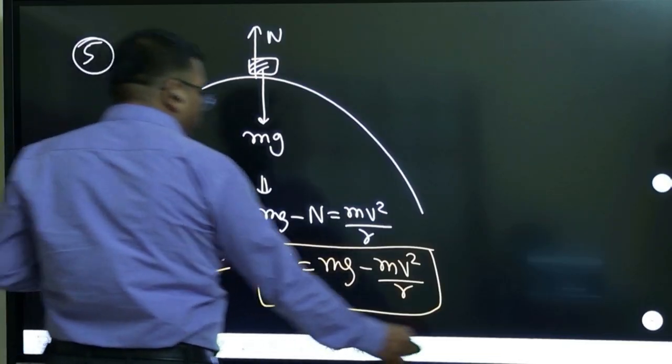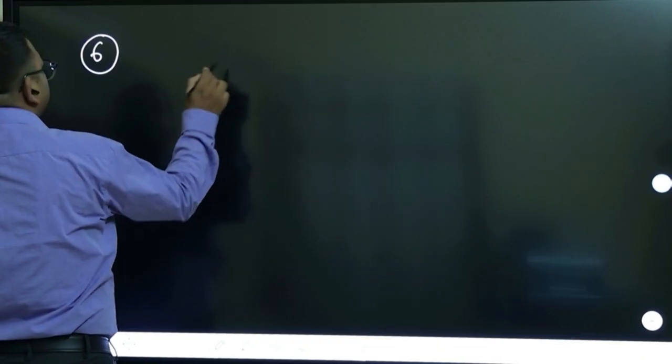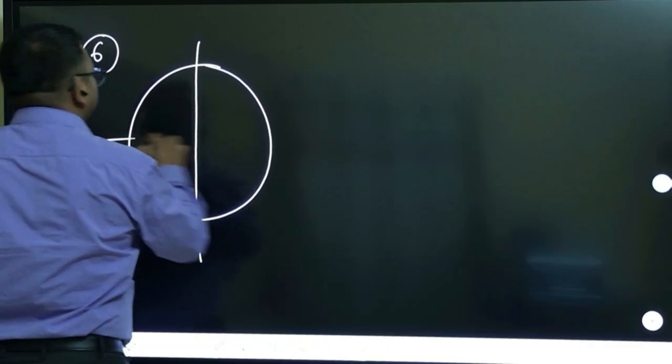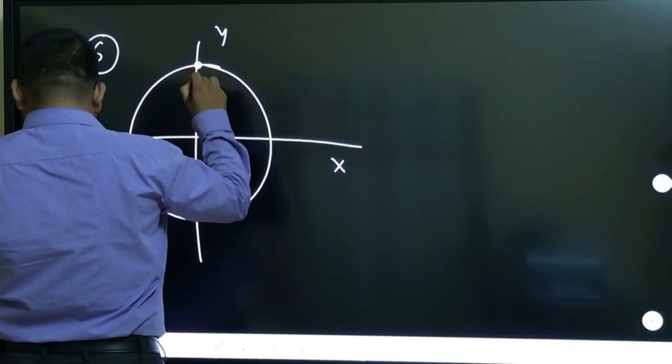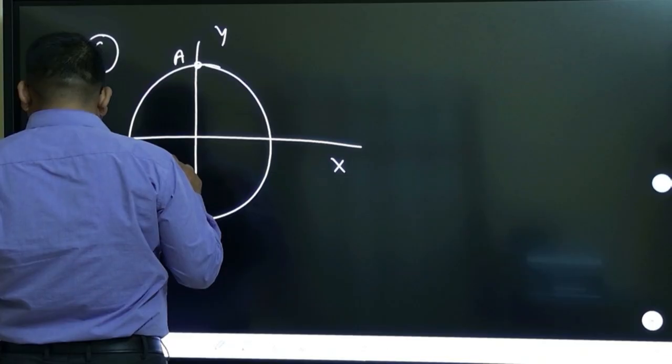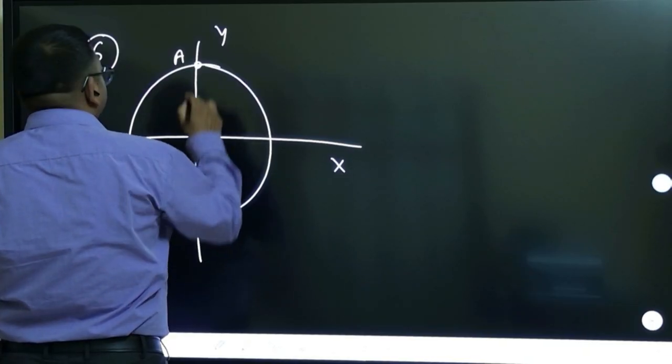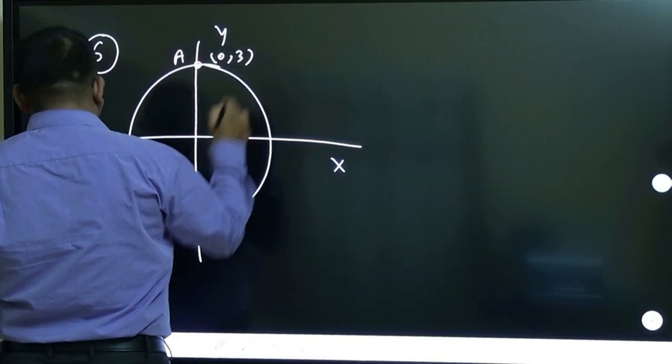Okay, next questions. Some of these questions are quite easy questions. We have to selectively choose questions and solve. Question number 6. The toy racing car moves with constant speed around the circle shown below. When it is at point A, its coordinate is... So there is a circle, this is the x-axis, this is the y-axis, this is point A. Coordinate is x is 0, y 3. So this coordinate is given 0, 3, right?